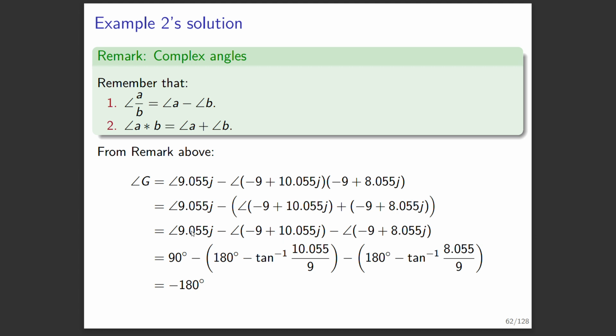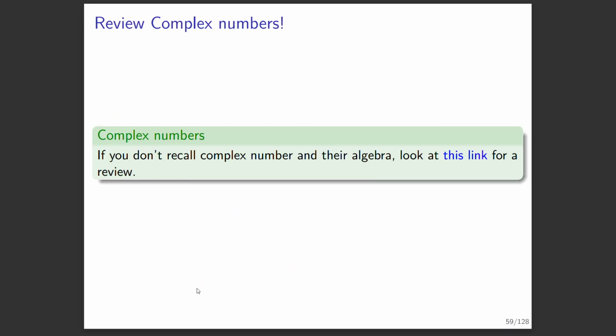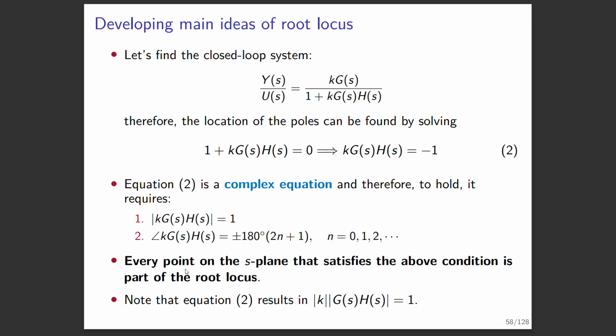The angle of the numerator is 90 degrees, and the angle of the denominator is 180 minus tangent inverse of 10.055 divided by 9. And these two simplify. The angle of the entire thing is negative 180 degrees. Therefore, it satisfies this condition.